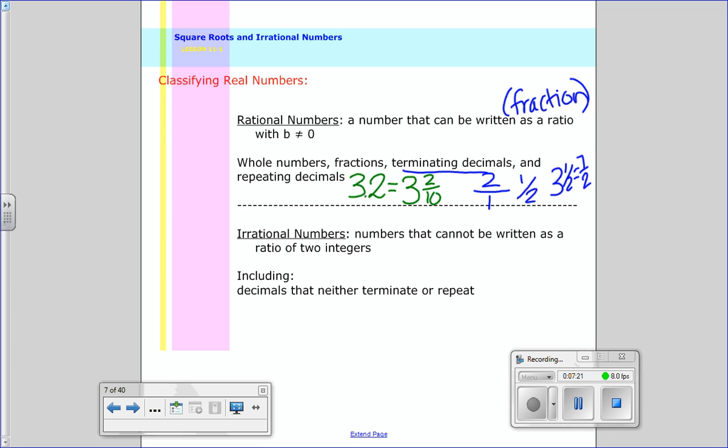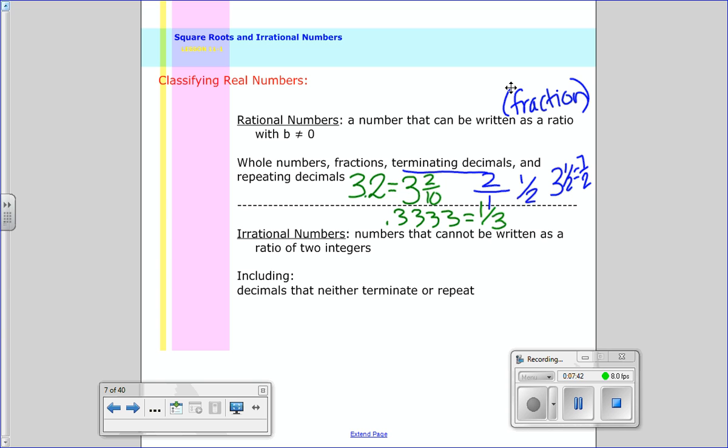Or any repeating decimal. So for example, 0.3333 repeating. Because if they're repeating, usually they turn into a fraction. Like in this case, it turns into 1/3. So any number that can be written as a fraction without 0 on the bottom is considered rational.